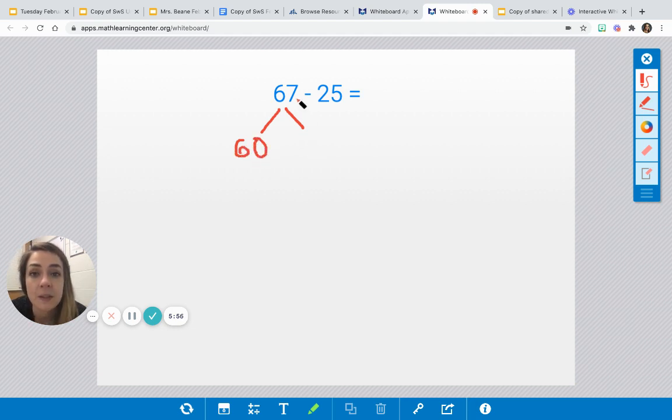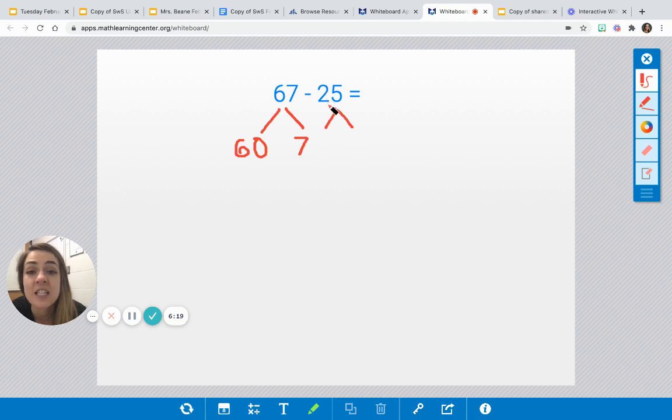All right. Now I'm going to look at the number that's in the ones place, the 7. Now since it's in the ones place, I know that stands for 7 cubes. So I'm going to write 7. All right, but I'm not done there. Now I need to look at the other number, 25. So I'm going to do the same thing. I'm going to split it.